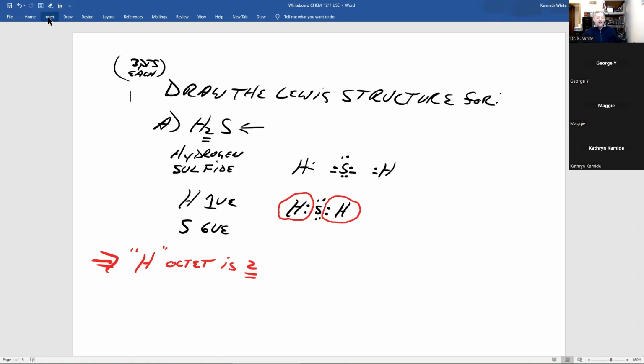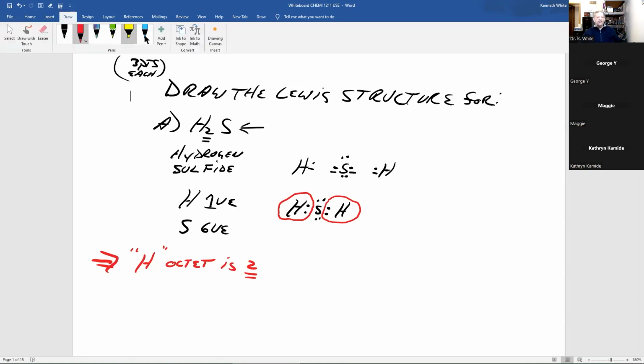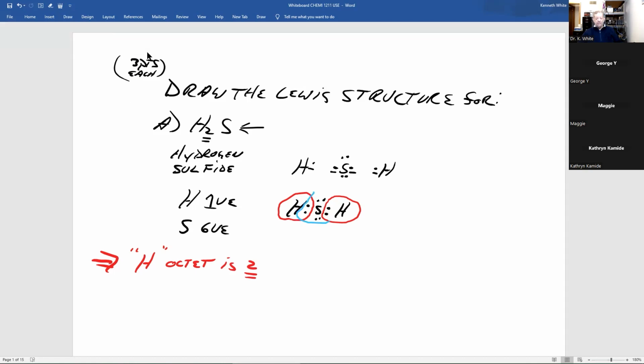But let's look at sulfur. And sulfur should have an octet, 8 valence electrons, shared and unshared. I like my special effects. And if we look at that, in that blue circle, how many pairs of dots do we see? 2, 4, 6, 8. Octet. And that's how you know this is correct.